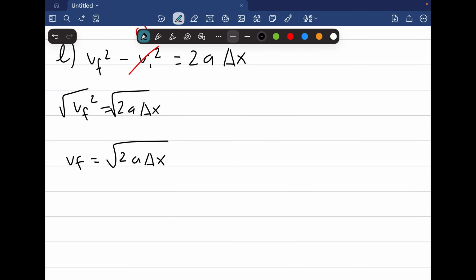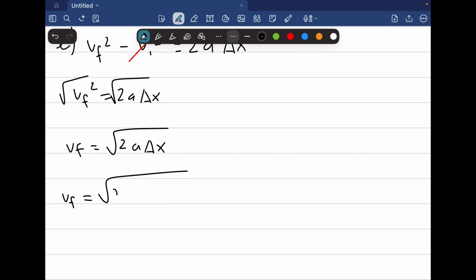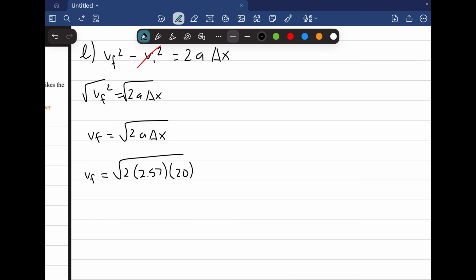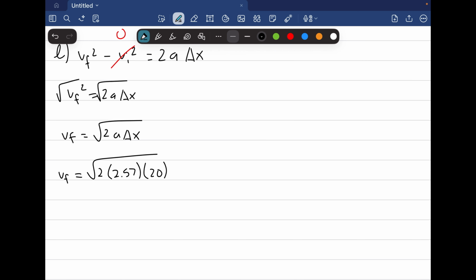And then take the line of motion to be positive. So Vf is equal to square root of 2 times 2.57 for acceleration, because that's what we found, then 20 meters. So your Vf, your speed, is equal to 10.14 meters per second. Okay.